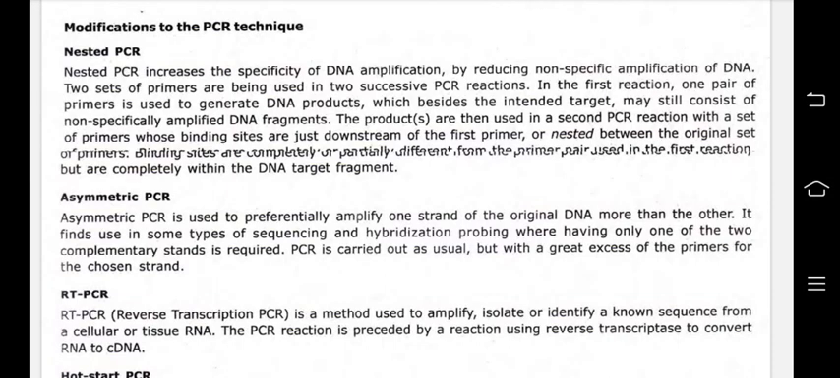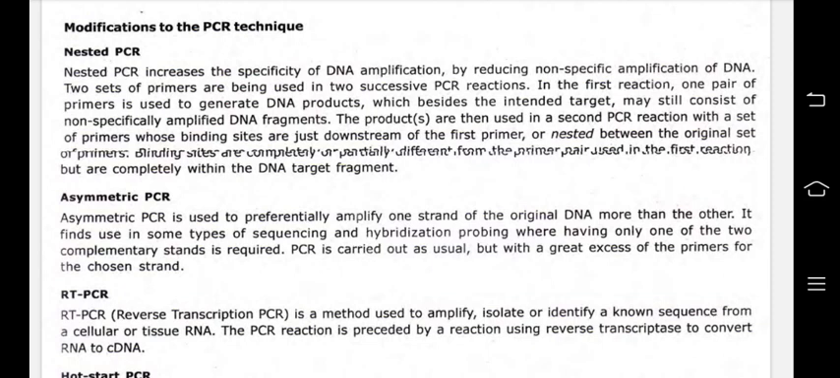Modifications of the PCR technique. Nested PCR. Nested PCR increases the specificity of DNA amplification by reducing non-specific amplification of DNA. Two sets of primers are used in two successive PCR reactions.